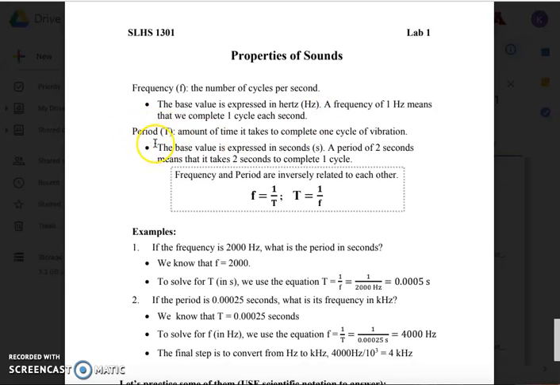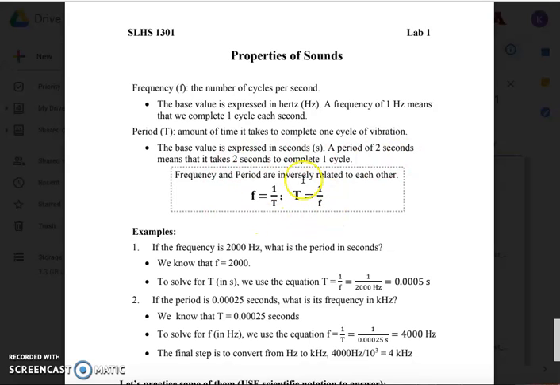We also talk about time or period, and it's the amount of time it takes to complete 1 cycle. So the base value is in seconds. A period of 2 seconds means that it takes 2 seconds to complete 1 cycle.